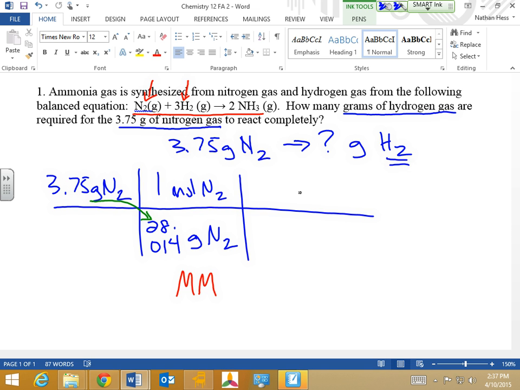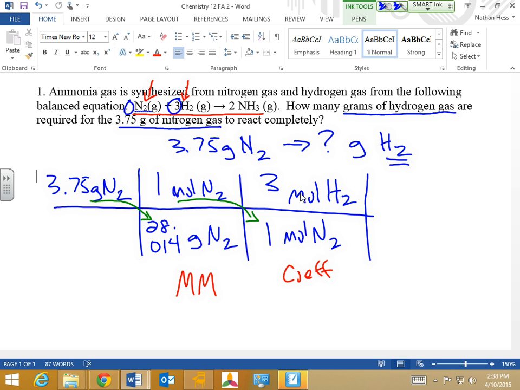We need to change compounds. We've got to go from nitrogen to hydrogen. Units go down. So moles of N2 become moles of H2. What tool do we use here? We're using our coefficients. So therefore, we come up, look at our formula. We've got N2, we've got H2, we've got 3, and we've got 1, based upon the numbers here.